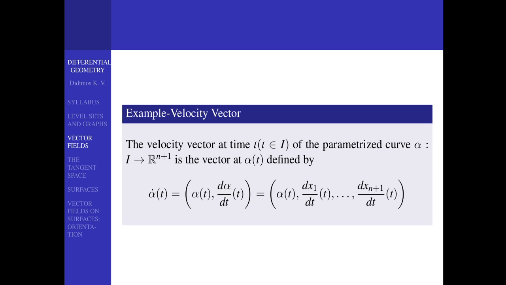One interesting example is a velocity vector. If we consider a parameterized curve alpha, then alpha dot is defined as alpha of t comma d alpha by dt. d alpha by dt is the derivative. This constitutes the components of the derivative, that is dx1 by dt, etc. This is an example of a smooth vector field, the velocity vector.